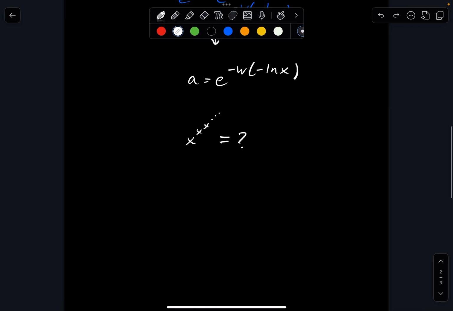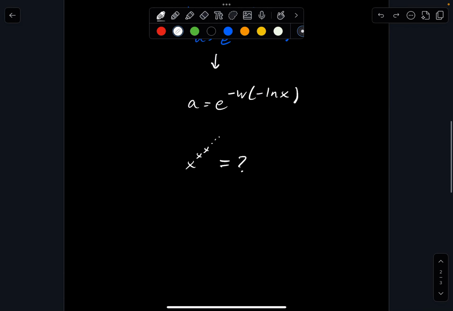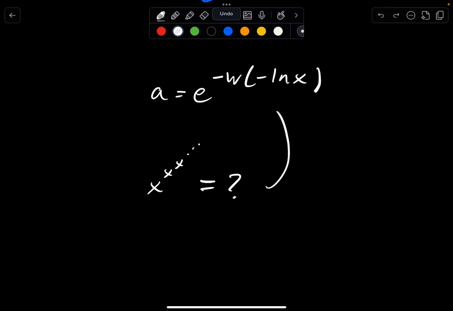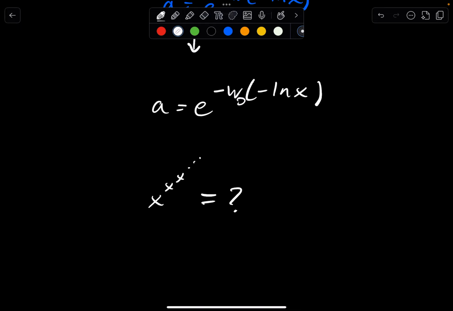So yeah, I can do a video on that. But that answers the question. What is x to the x to the x dot dot dot equal to? It's equal to that. Now, the Lambert W function has multiple branches, and I'll talk about that in a video of the Lambert W function that I do.